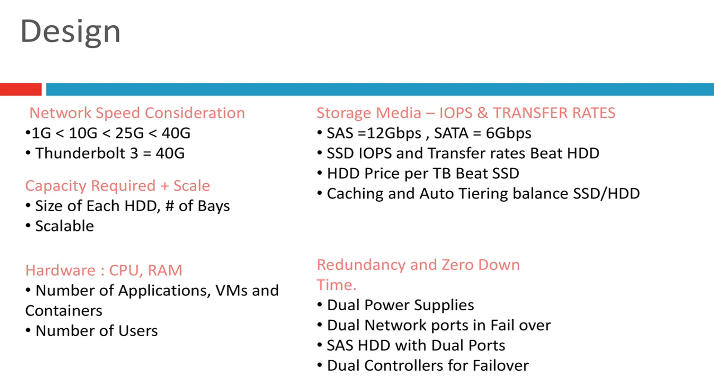And for redundancy, you could look at dual power supplies. You could look at dual network ports in failover mode. You could look at SAS hard drives that have dual ports. In case one port fails, the data still flows through the second port. And of course, we have dual controllers, which is the redundancy of the entire motherboard and the CPU. So in case one part fails, the second part takes over and your data still continues to be available to you.